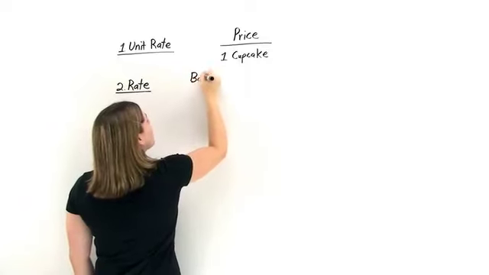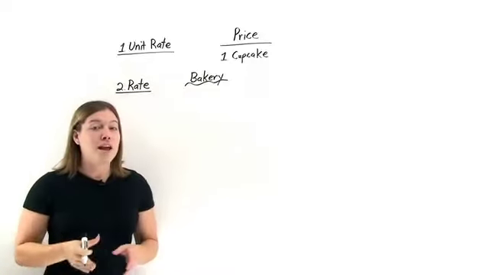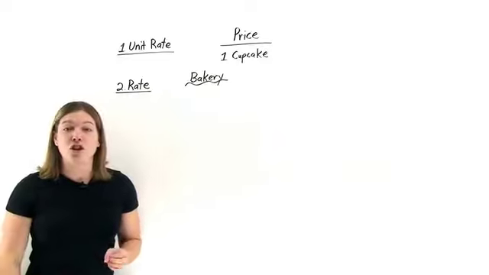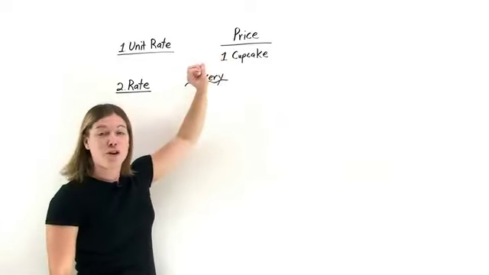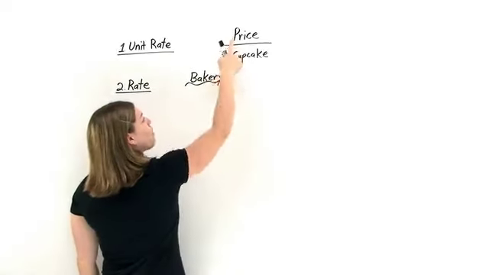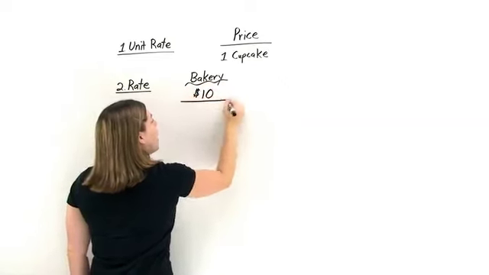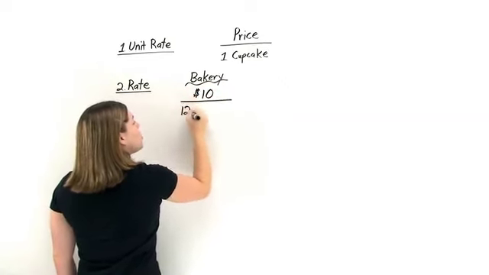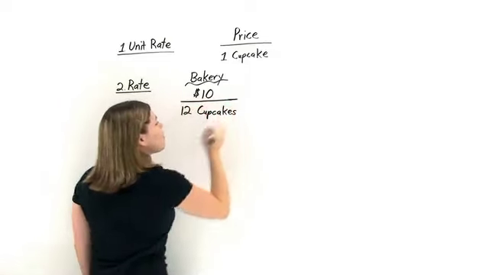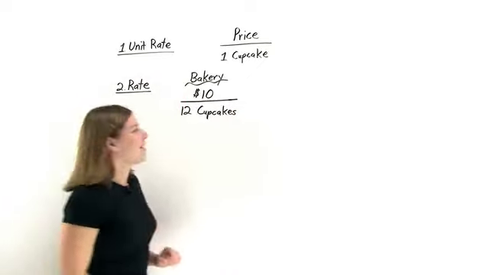Let's focus on the bakery. If we take a look, our problem says that the bakery is selling 12 cupcakes for $10. Now when we write out this fraction, we want to write it in the same form as our unit rate, since that's what we're trying to find in the end. That means we need to put the price over the number of cupcakes. So we take $10 and put that over the 12 cupcakes, just like this. This is the rate for the bakery. $10 for 12 cupcakes. Perfect.